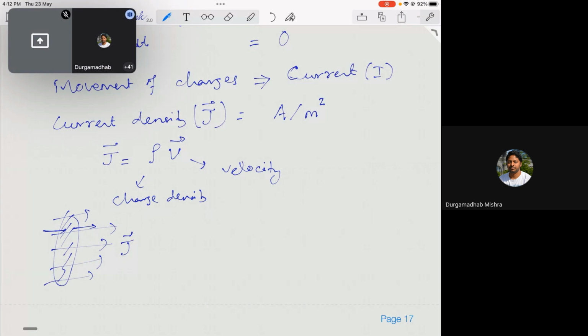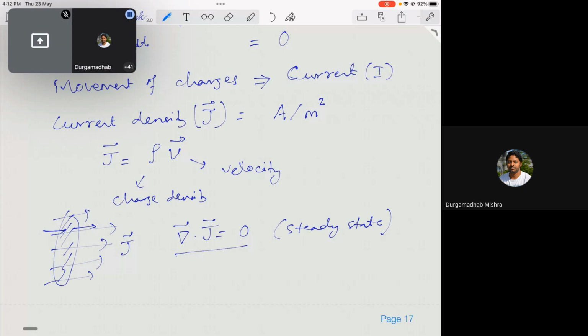So in mathematical terms, how do we say this? We say that the divergence of J is 0. This is for a steady state current. Whatever charges enter an area, those many charges have to cross that area and go out of it. So the divergence of the current density, del dot J, is always 0 for a steady state situation.